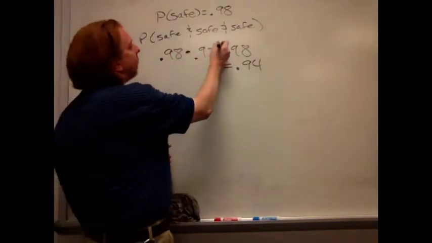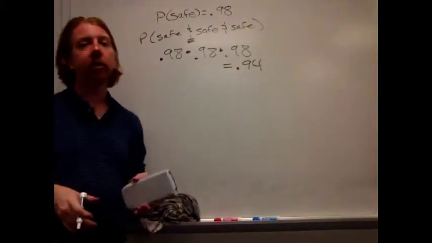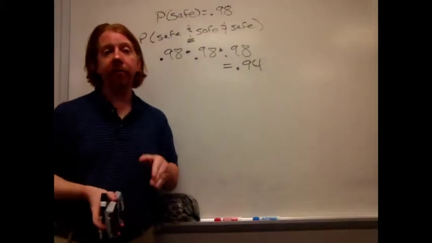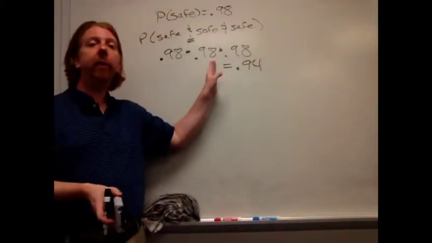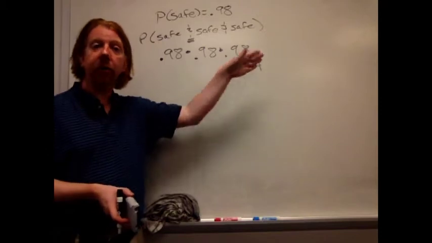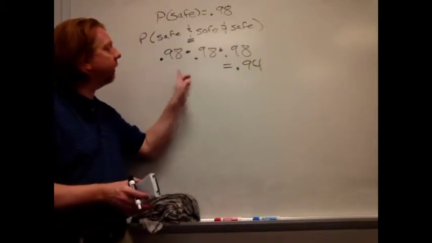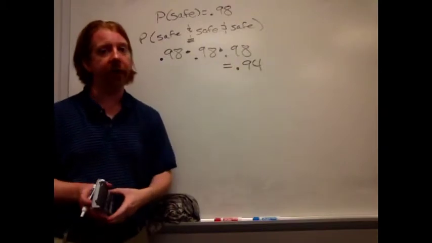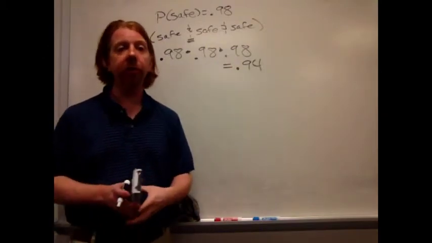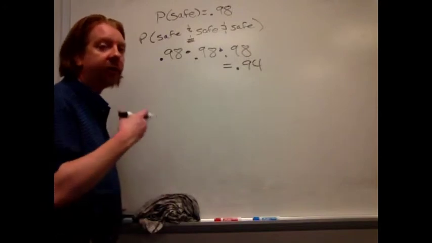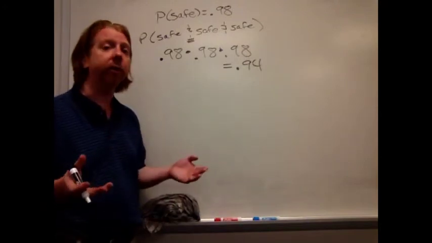When we're talking about the word and, we're talking about events that are independent, I simply take the product of the probability of that event occurring. In this case, 0.98 times 0.98 times 0.98. If we go a little bit further with this, as you can see, I'm multiplying 0.98 by itself over and over again.